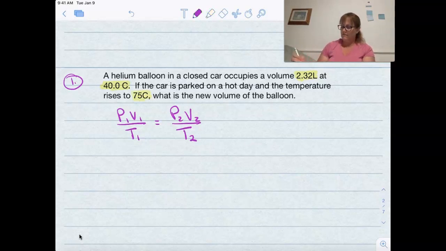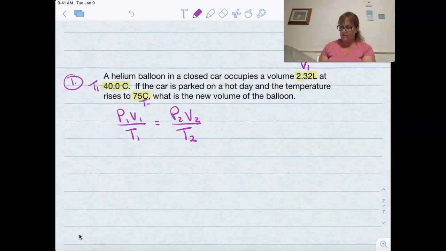All right, let's identify. Volume. If a helium balloon in a closed car occupies a volume, so this is V1. It's our first volume, that initial property. At 40 degrees Celsius, that means this is our T1. If the car is parked on a hot day and the temperature rises, that means there's been a change in temperature. So this, therefore, is our T2. What is the new volume? Circle that. That's your V2 that you're going to find.